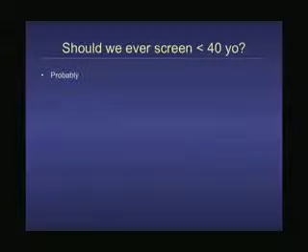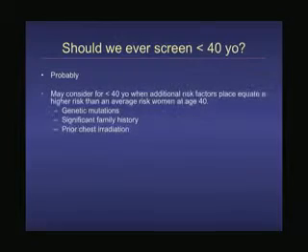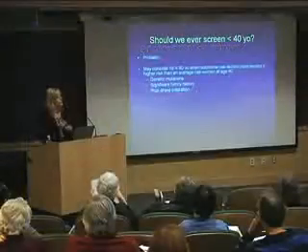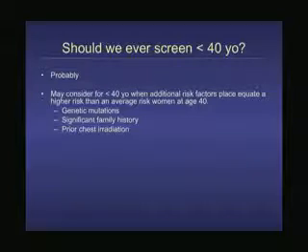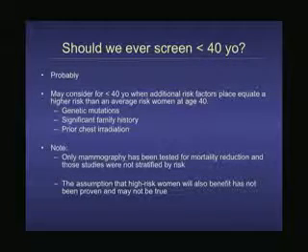So should we ever screen below the age of 40? The answer is probably. There are some conditions that place a woman at higher risk for developing breast cancer at a younger age than a woman with no risk factors at age 40. In those patients, we might want to start sooner. Those are specifically the ones with genetic mutations, family histories, and a lot of chest radiation. But again, note, all these studies that showed a reduction in mortality were done in the general population. They did not stratify by who's at high risk and who's not.